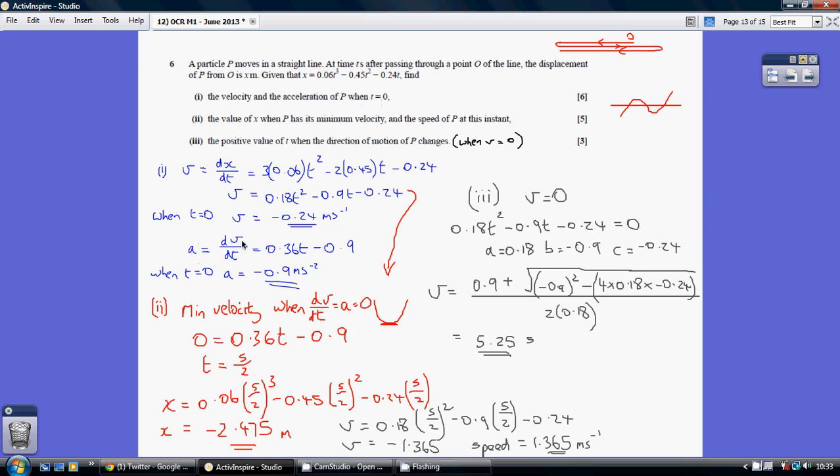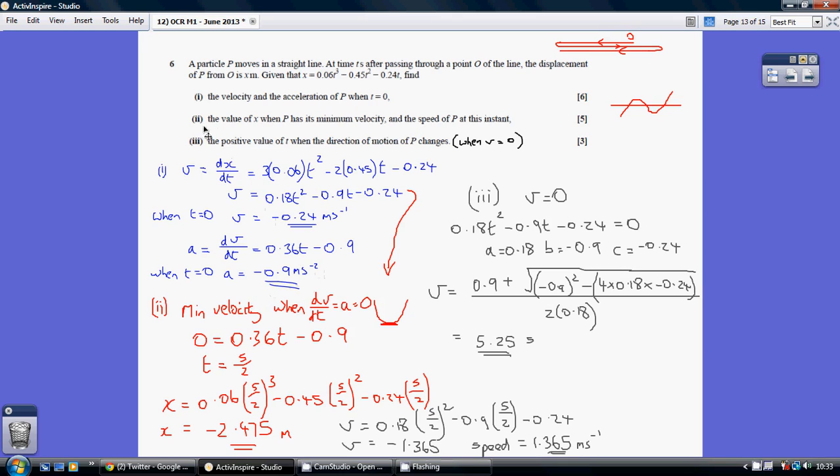Secondly, we've got to work out the acceleration when t is 0. Well, acceleration is the rate of change of velocity, so we have to differentiate again. So we're now differentiating the velocity with respect to t. So we're differentiating this, giving us this. Again, we substitute t being 0 in, and we get acceleration being minus 0.9 meters per second squared.